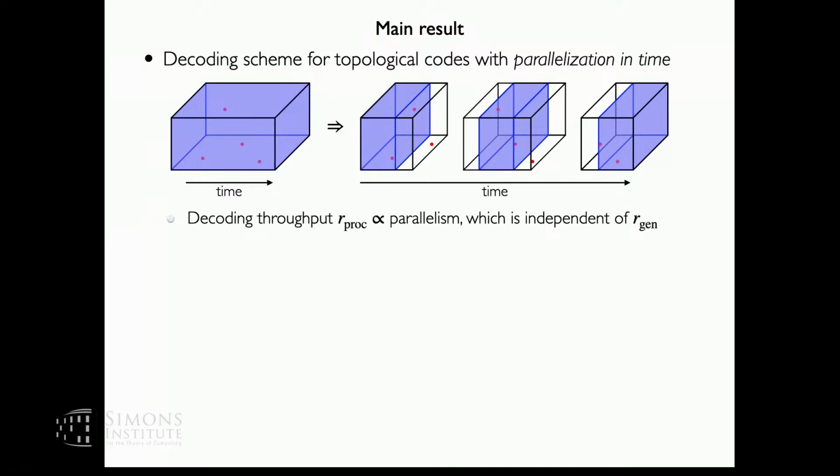The decoding throughput, which is the number of syndromes you can process per second, defined by this R_process, will be proportional to your level of parallelization, and it will be independent of R_gen. In the end, our protocol scheme will have a constant overhead instead of this exponential backlog.